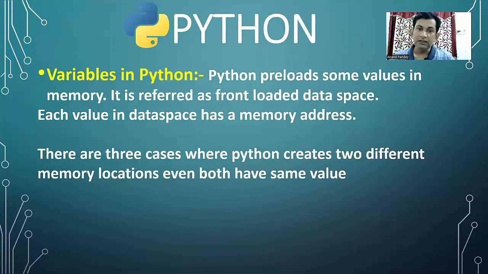As I explained, if you write a equal to 5 and b equal to 5, both will point to the same memory location because they have the same value. But now there are some special cases. Three cases are there where Python creates two different memory locations, even when both have the same values. What are those three situations? I'm going to tell you.